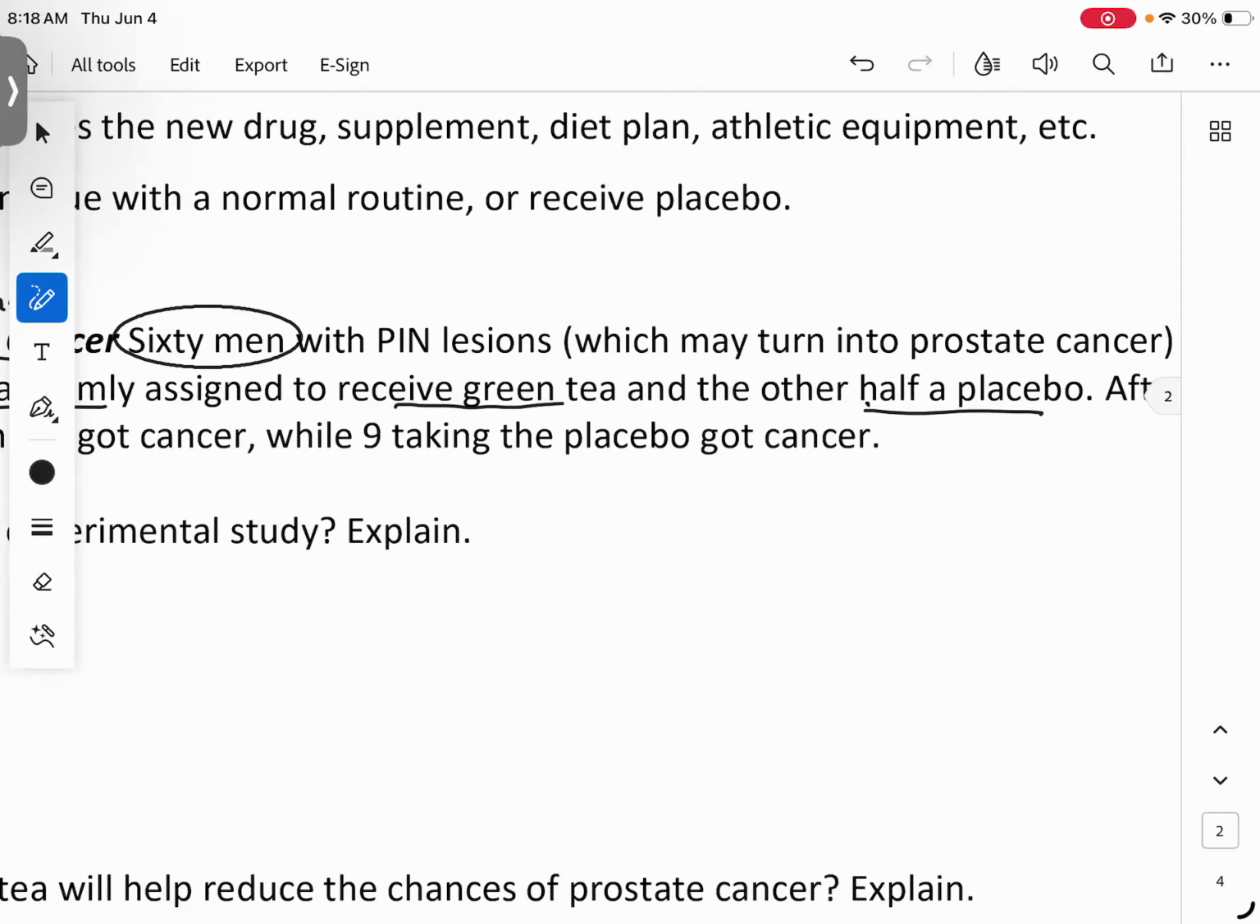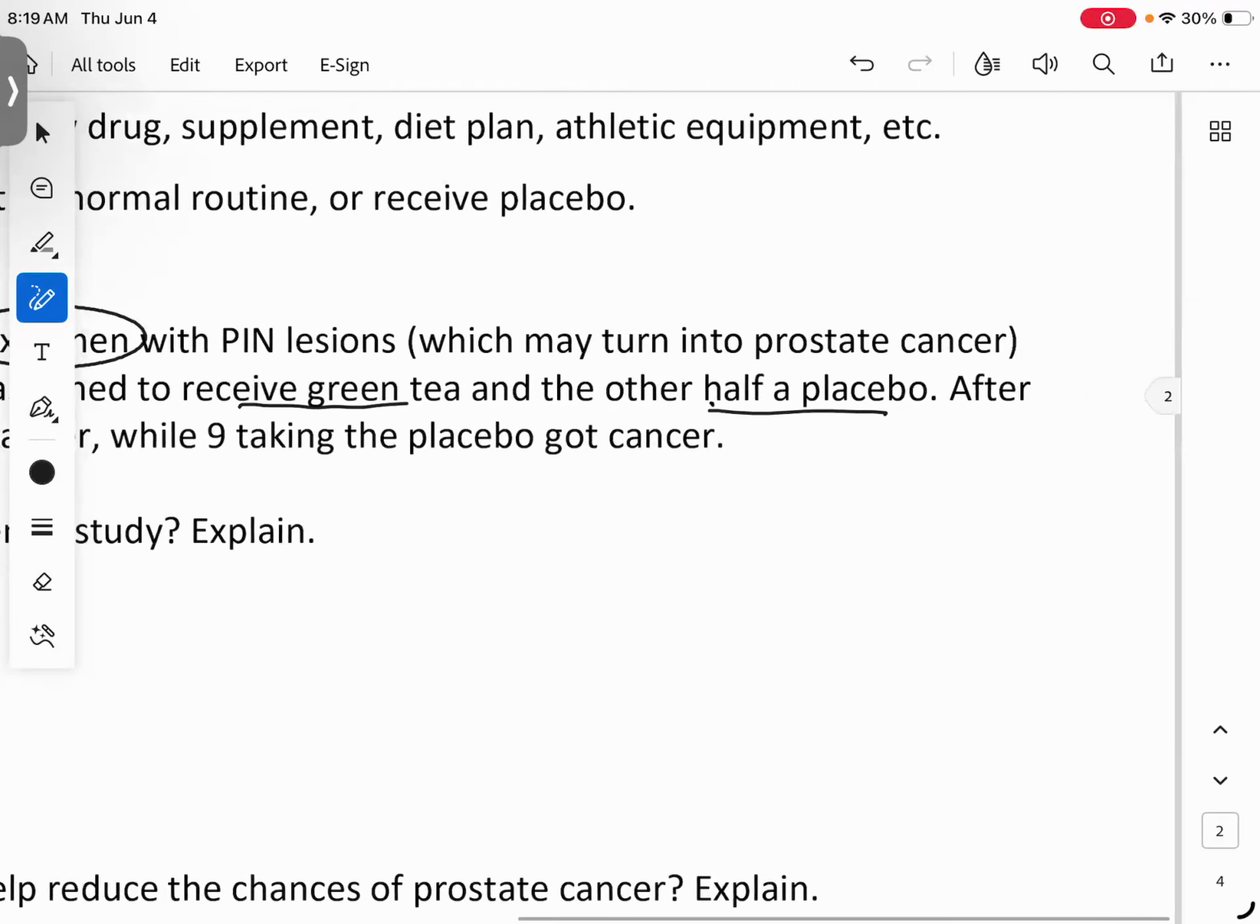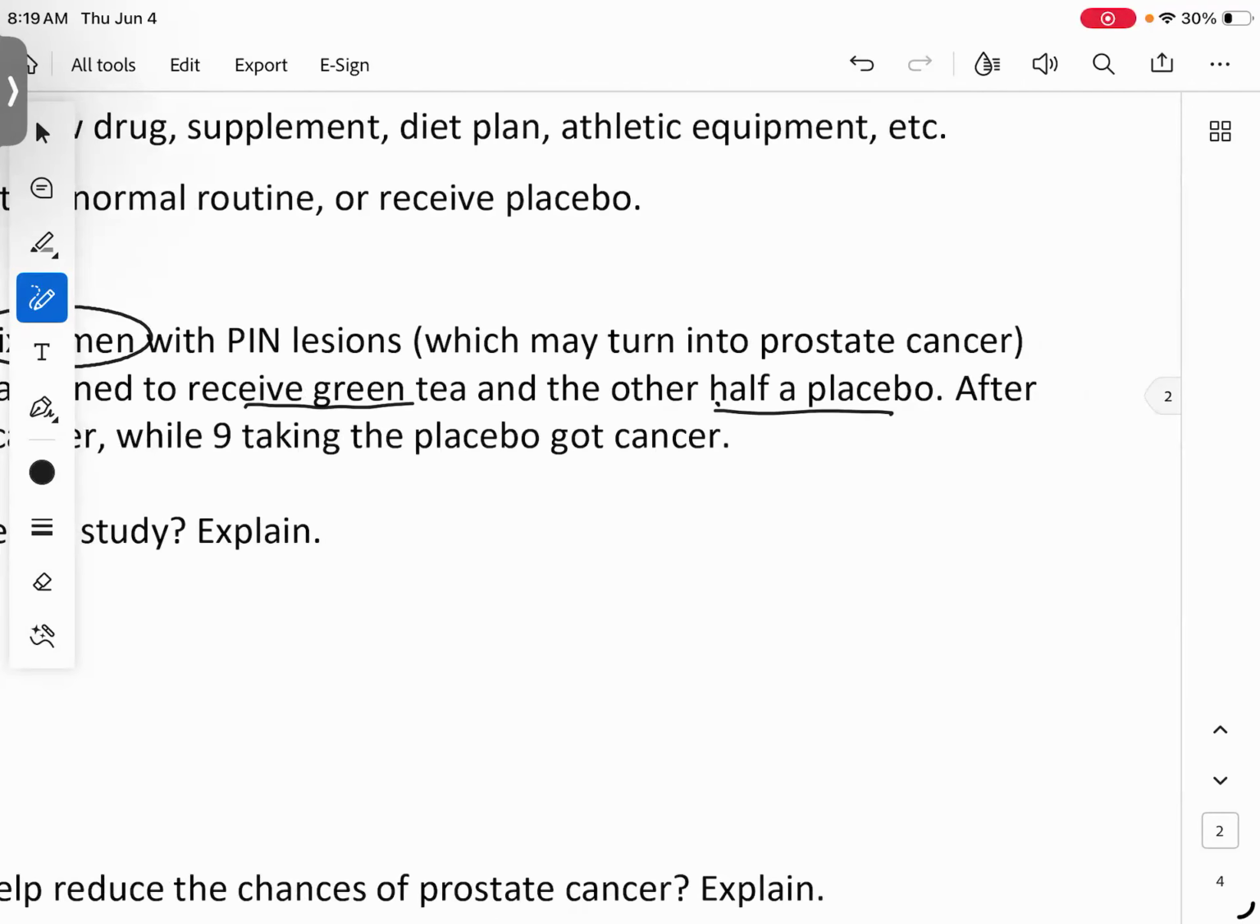So it would be sort of like, hey, some of you are going to be randomly given the green tea, some are not. And so you would still give them the placebo just so they can at least still go through the workings of the study. And if you don't give them anything, they're most likely going to drop and quit the study. So you give them a placebo.